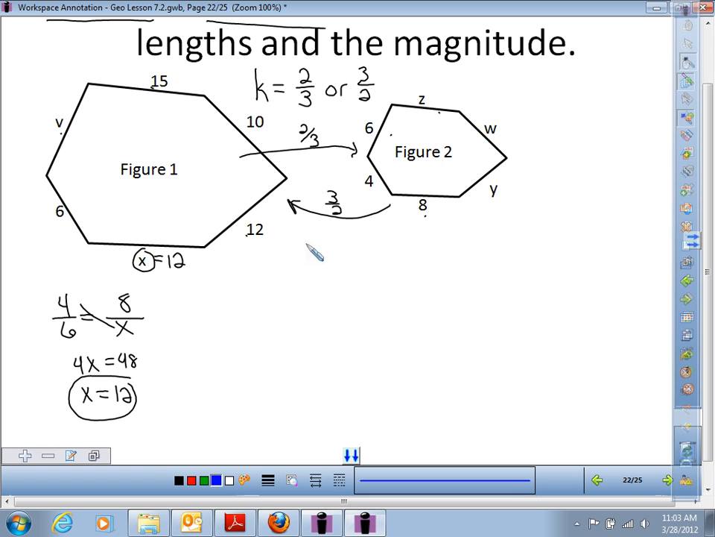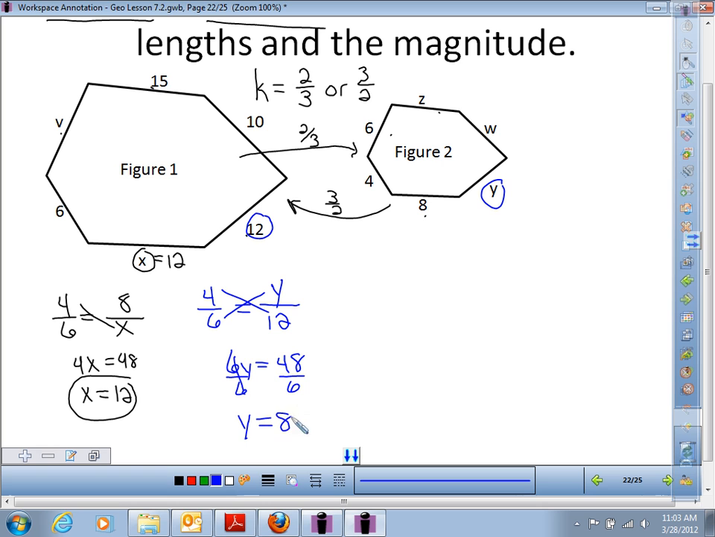Now next one. Let's find y. Now I'm going to stick with that 4, 6. And again, I could simplify that to 2/3 if I wanted to. Over. Here's y. Y is corresponding to 12. So we're going to do y goes on top because it's on the smaller shape over 12. Cross multiply, 6y equals 4 times 12, which is 48. Divide by 6.